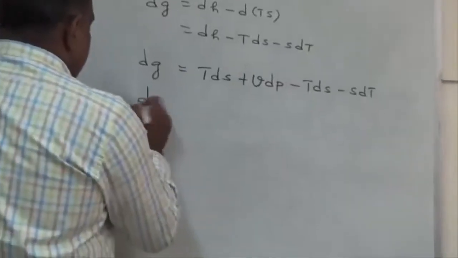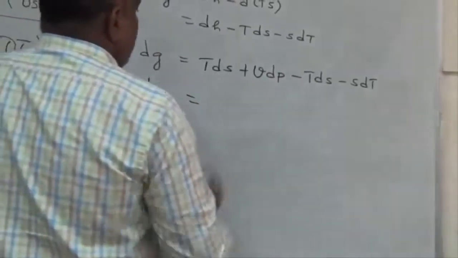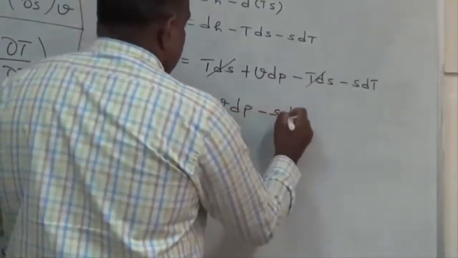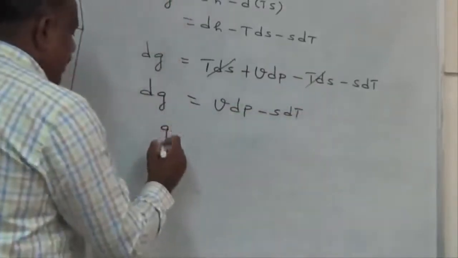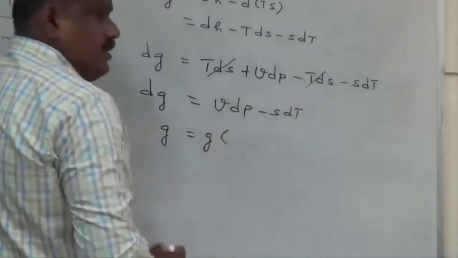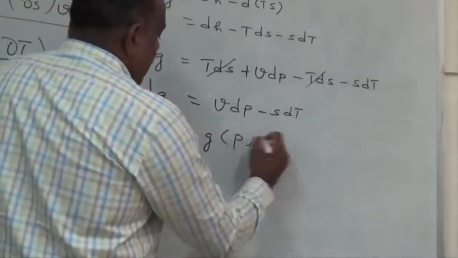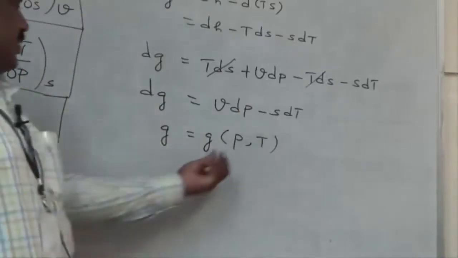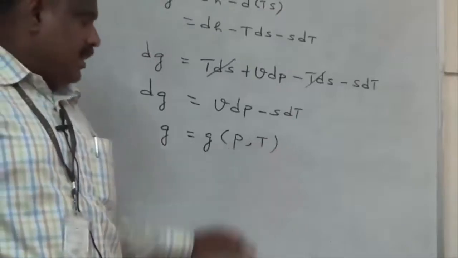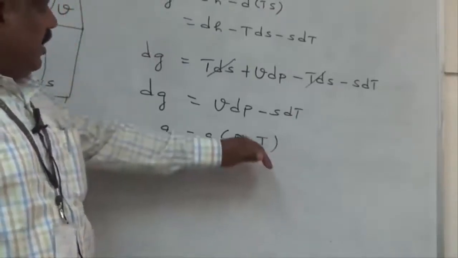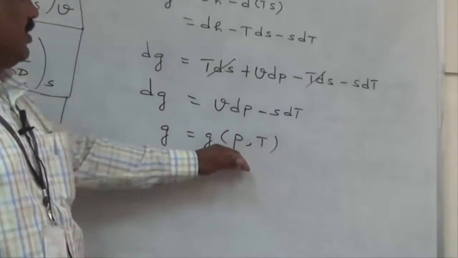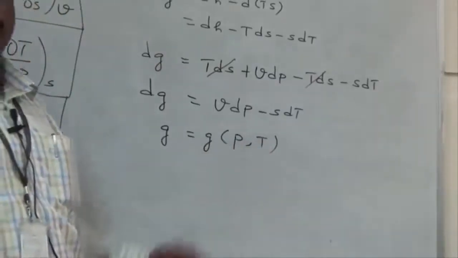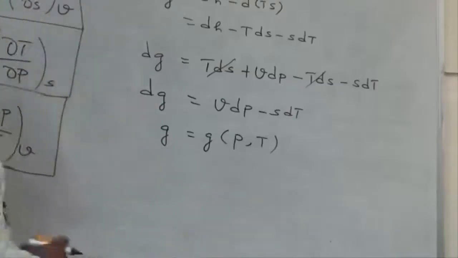So the resultant function will be dG equal to this term, and this term will get cancelled: VdP minus SdT. Now we can see G is a function of what? This is a function of P and T. So G is a function of P and T. As usual, first we maintain pressure constant, differentiate with respect to T, and get a second order derivative. Then make T constant, differentiate with respect to P, and get a second order derivative. Compare them, and you will get the fourth Maxwell relationship. Let us make it fast.